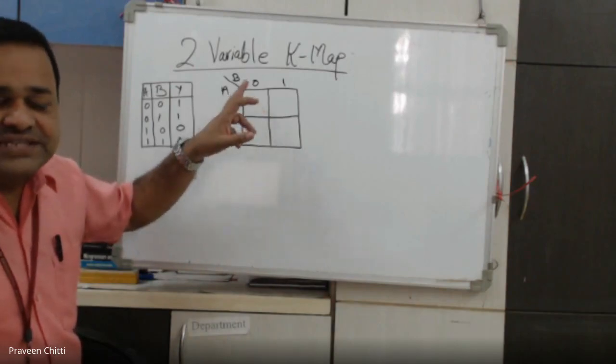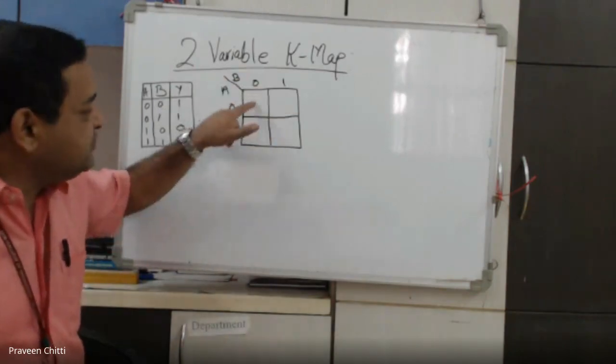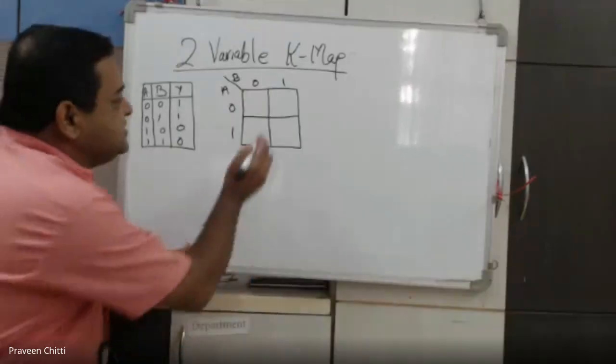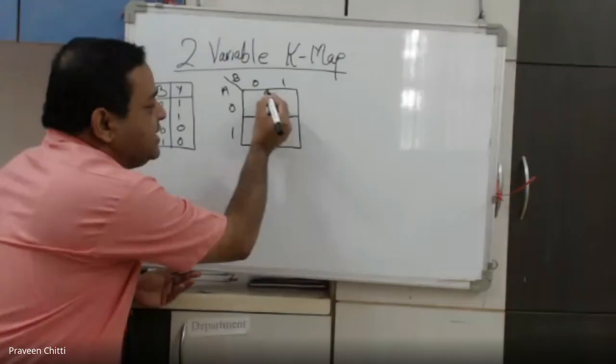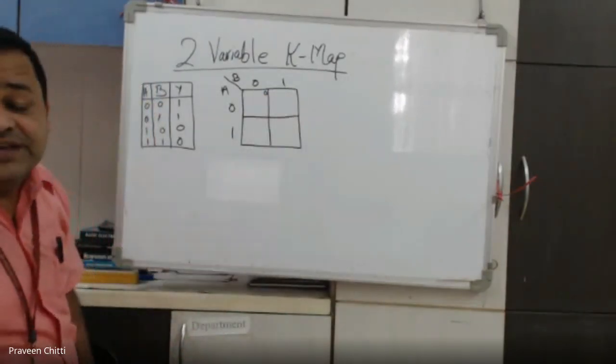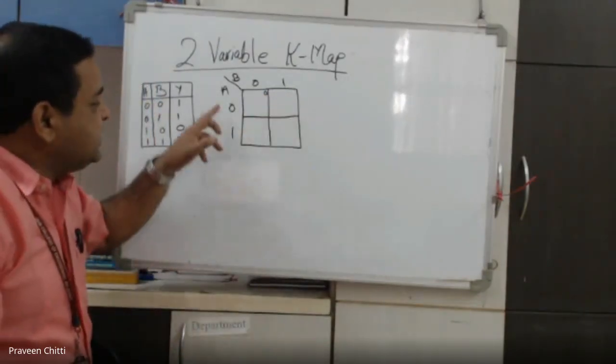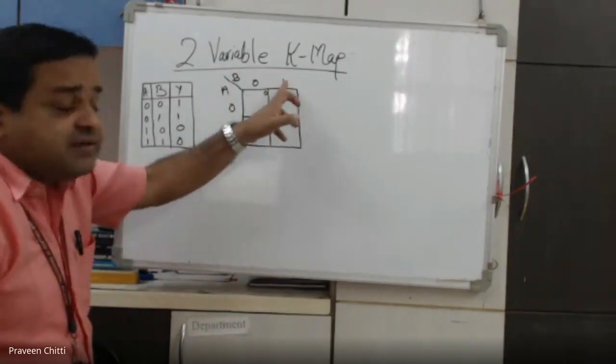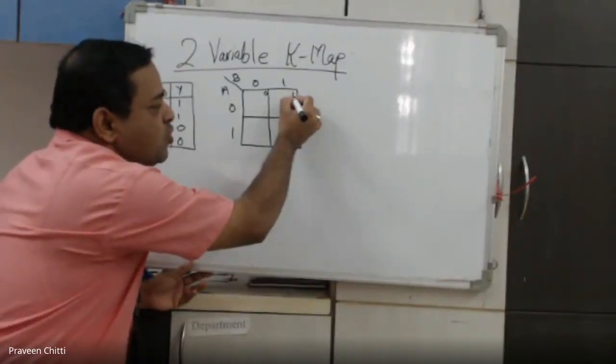For this cell, what is the input combination? 0, 0. A is 0, B is 0. So I can call this cell 0, 0, and number it 0. Similarly, what is this cell? A is 0 and what is B? 1. So this cell I can give number 1.